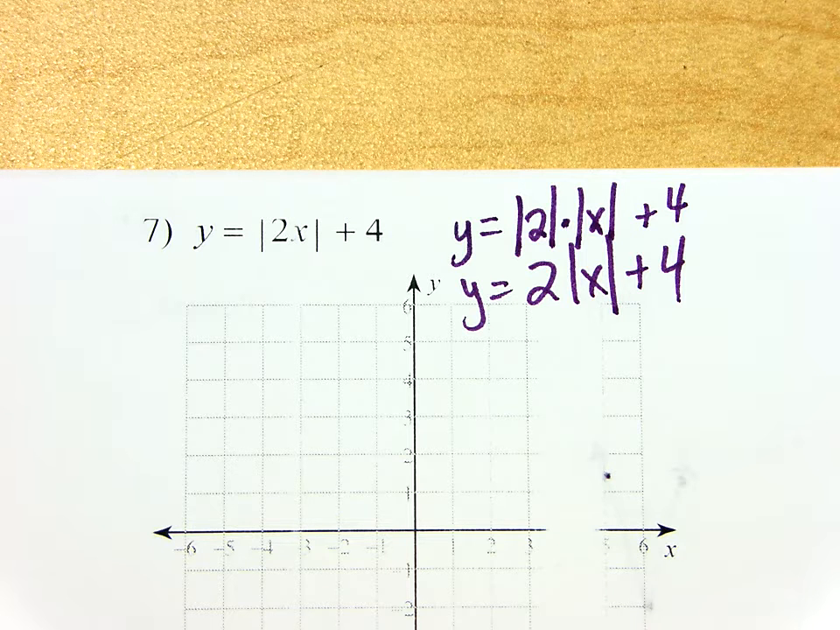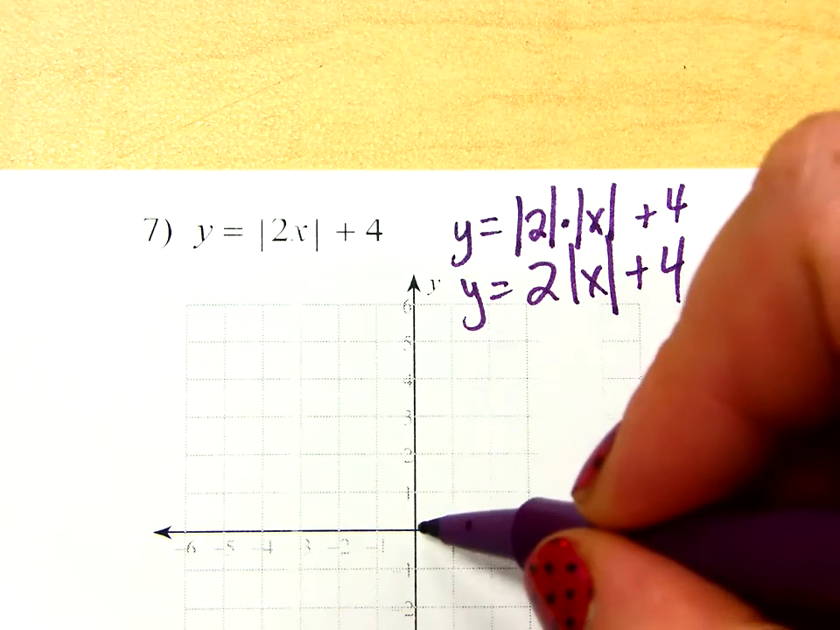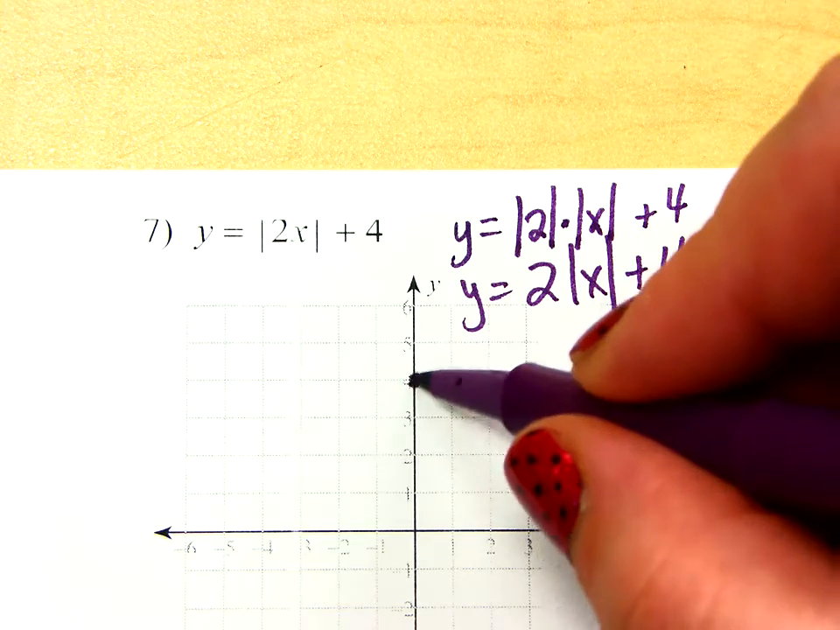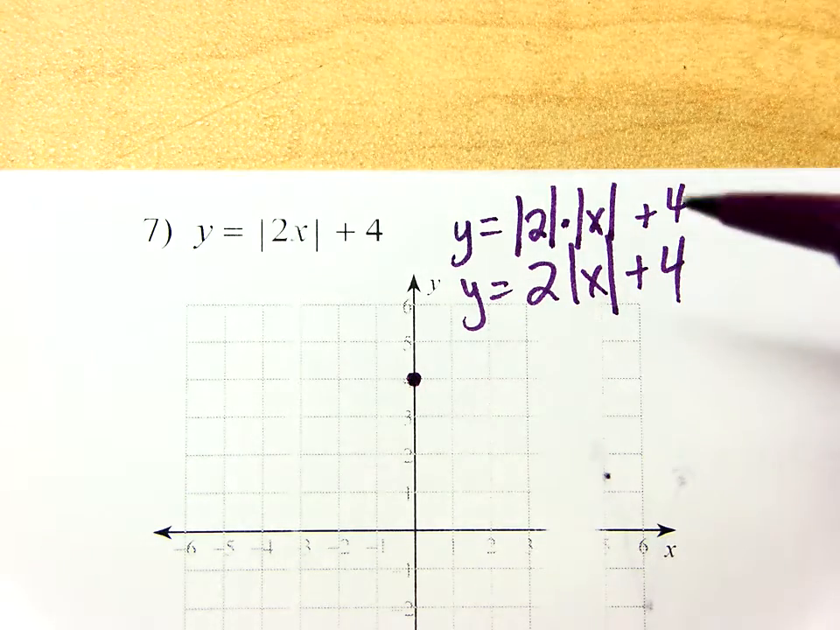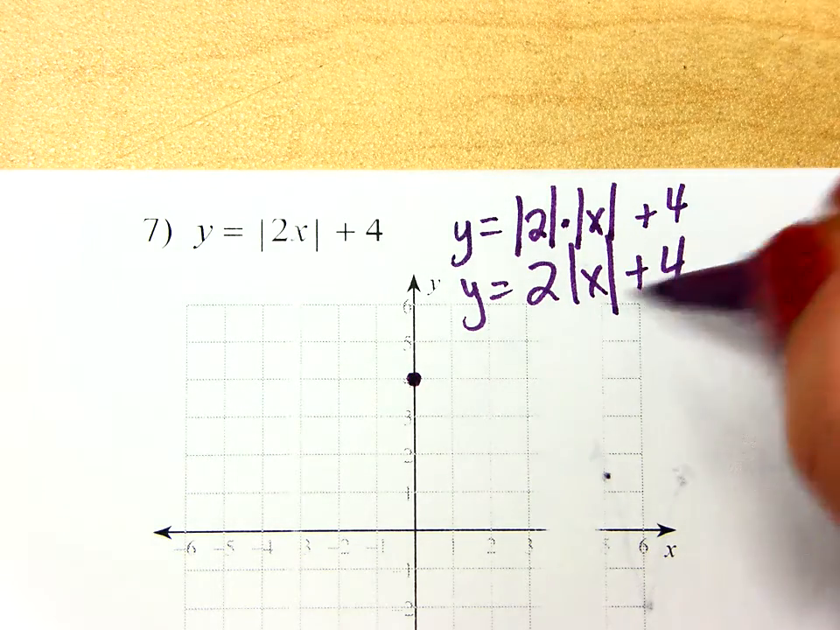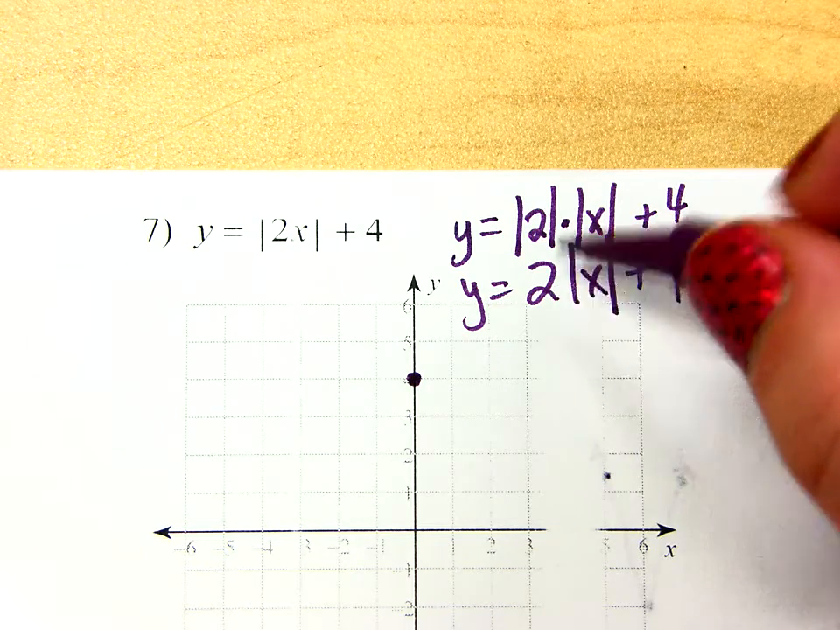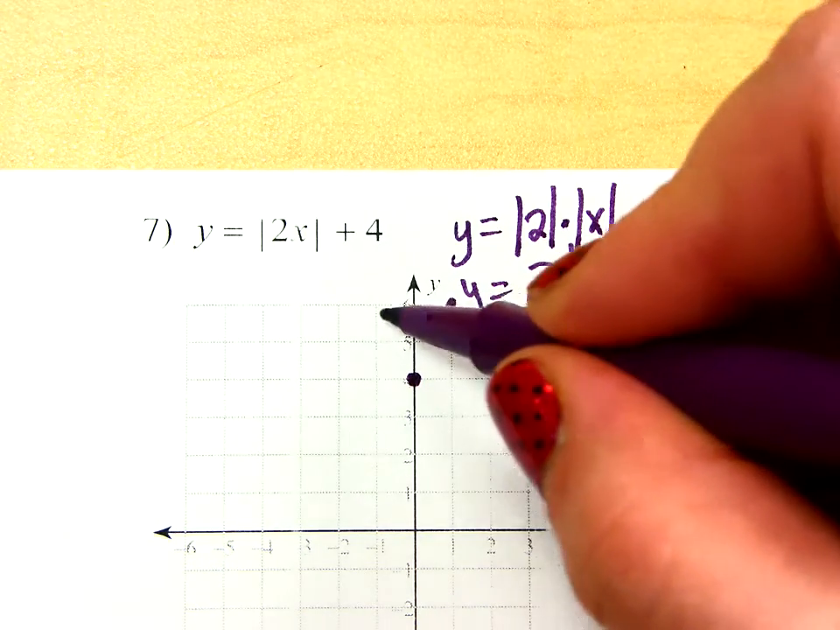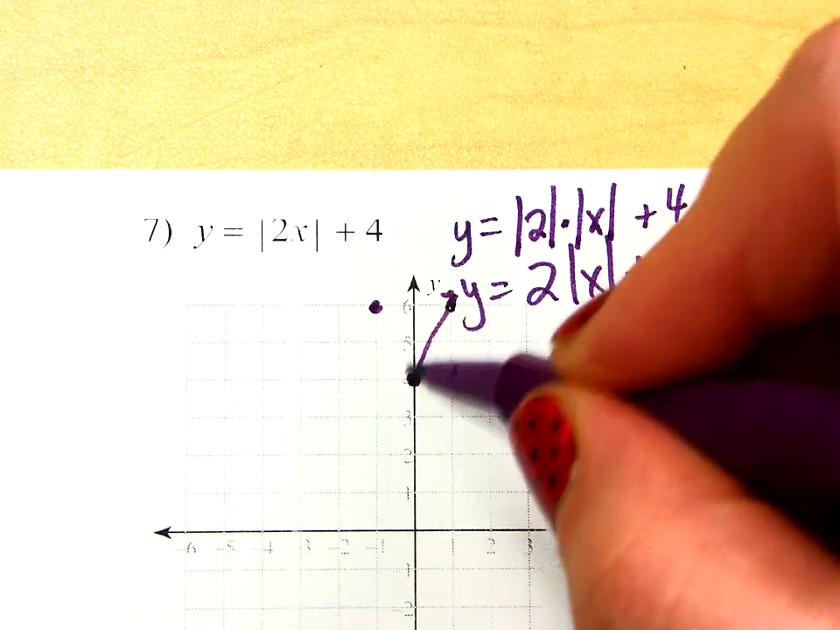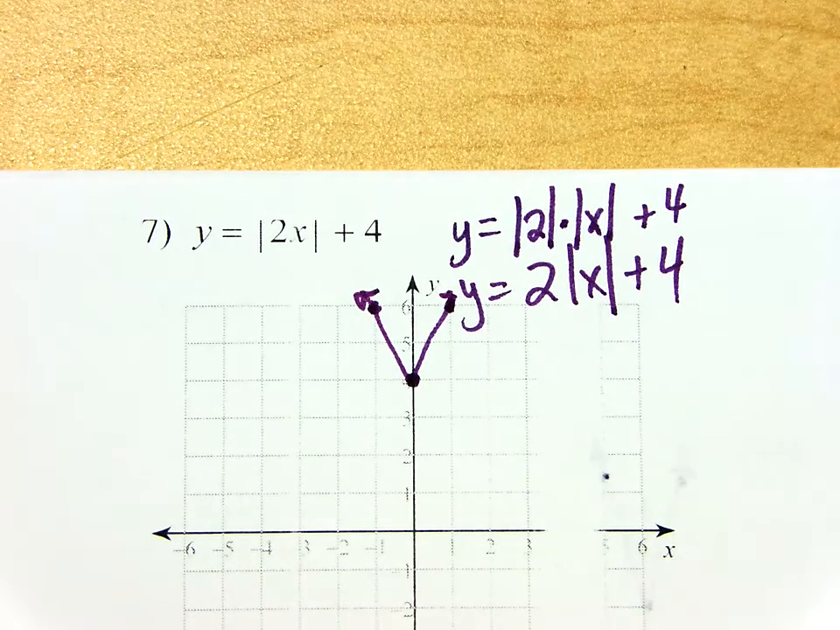Okay, you graphed it? Where's my vertex? Ooh, I just heard someone whisper it. 0, 4. I whispered it along the breeze. And then a slope of 2, so I go up 2. And there we go. Did you make a graph like that?